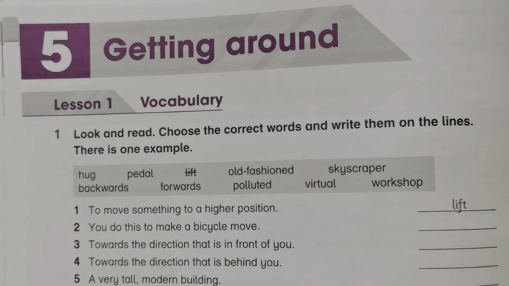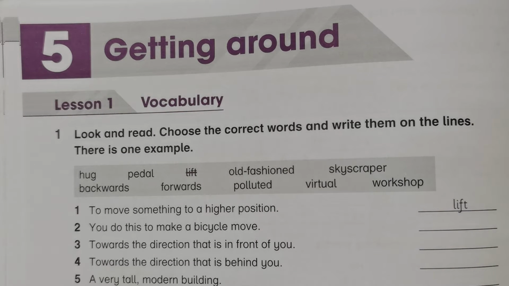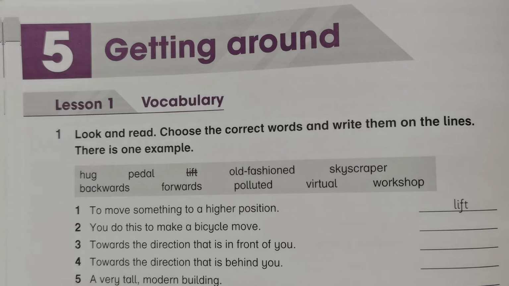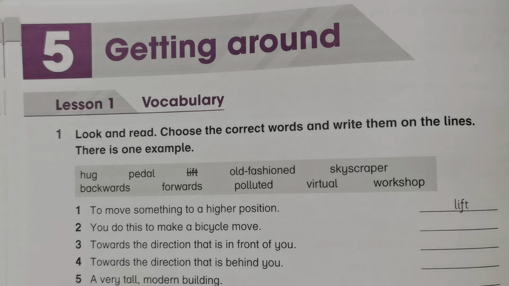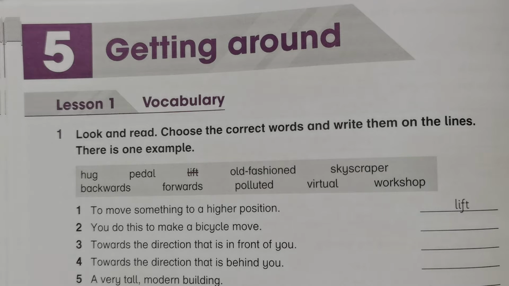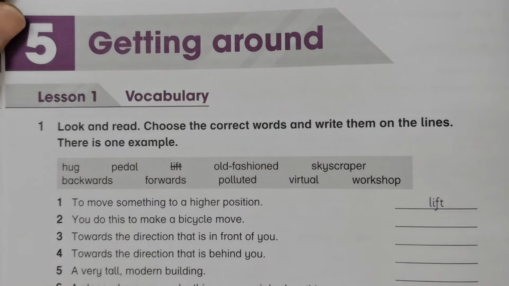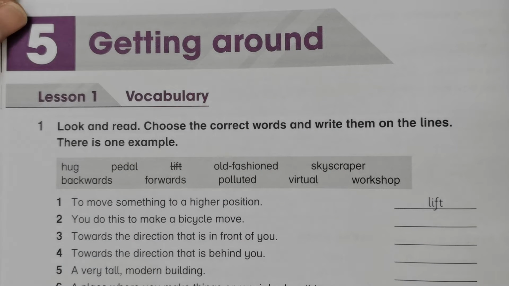Okay, pupils, we are on this Year 6 Academy Stars Workbook on page 48. So we are on Unit 5, Getting Around. This is Lesson 1, Vocab. Activity 1, look and read. Choose the correct words and write them on the lines.